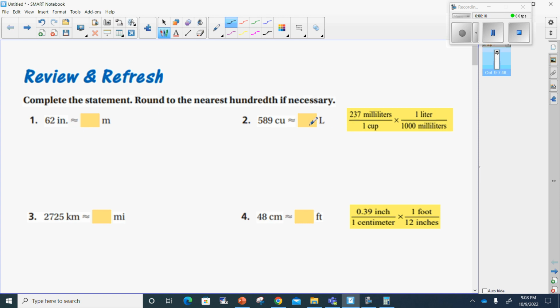I'm going to streamline this. I even gave you the units conversion over here that you're going to need for 2 and 4. I'm going to do 1 and 3 over here. First of all, I got 62 inches. How many meters does it make?